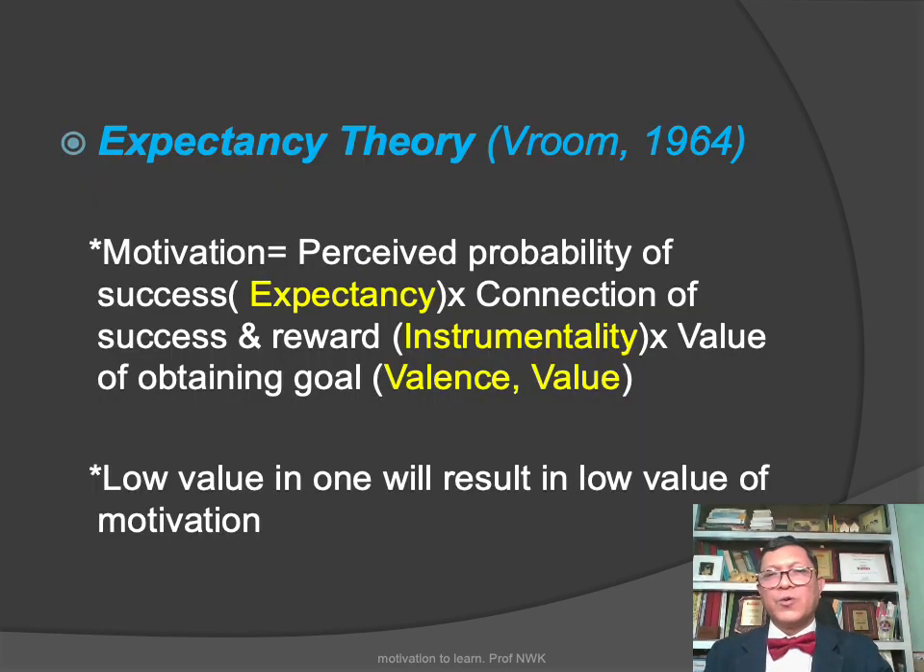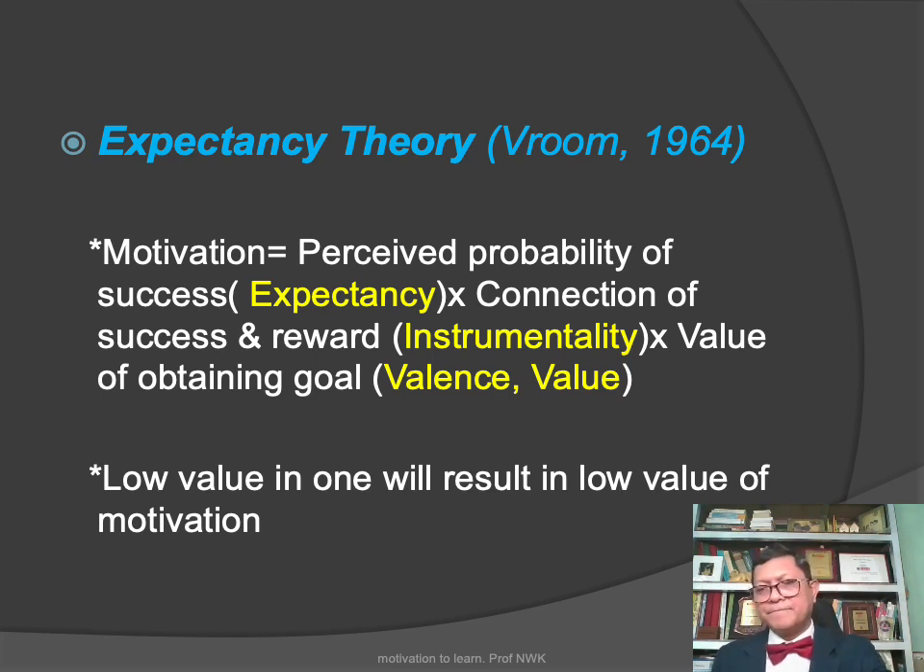Here, expectancy theory is by Vroom, which proposes the equation. This formula states that the three factors of expectancy, perceived probability of success, instrumentality, connection of success and reward, and valency, or value of obtaining the goal, are all to be multiplied by each other. A low value in one will result in a low value of motivation. Therefore, all three must be present in relatively high levels in order for motivation to occur.